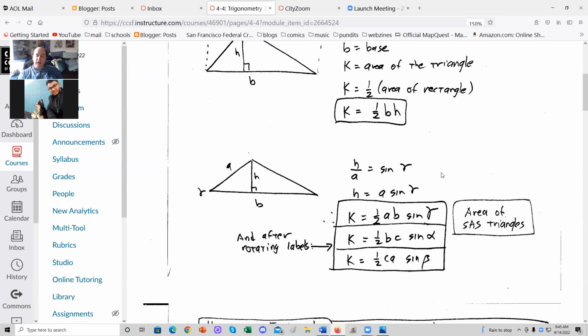Now, if you switch around A to B to C to A and gamma to alpha to beta, just changing the labels, then you also get the equation K equals 1/2 BC sine alpha and K is 1/2 CA sine beta. Standard stuff. Okay, then. And I dare say that because all these three things are equal to K, you can deduce the law of sines from it. Okay, so this gives you the side angle side triangles.